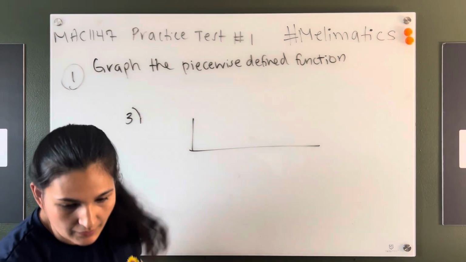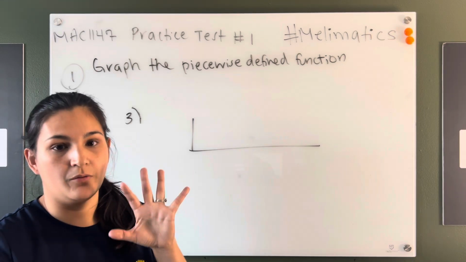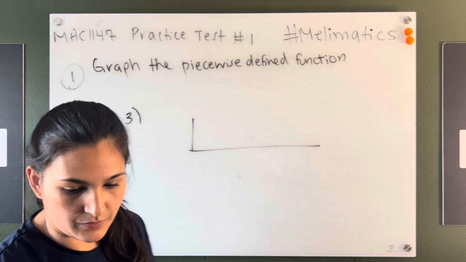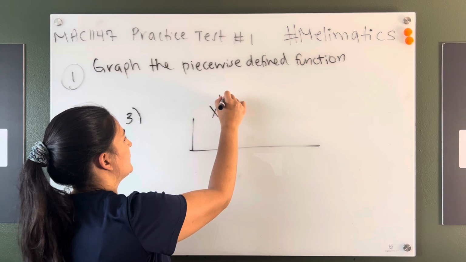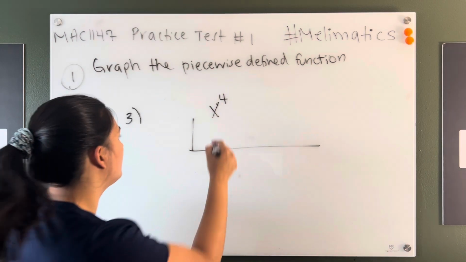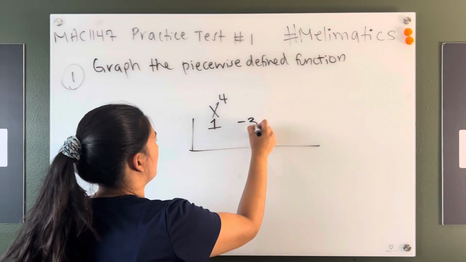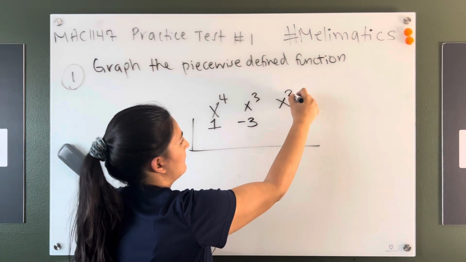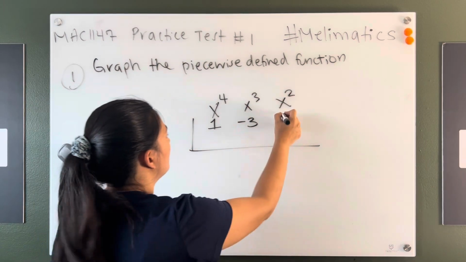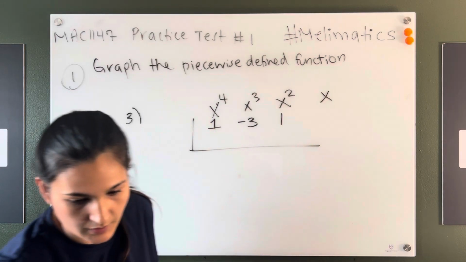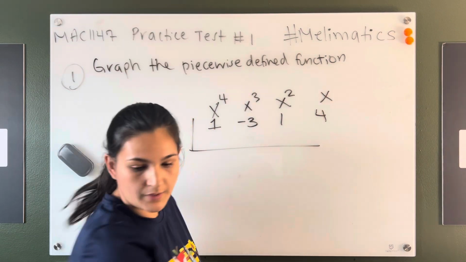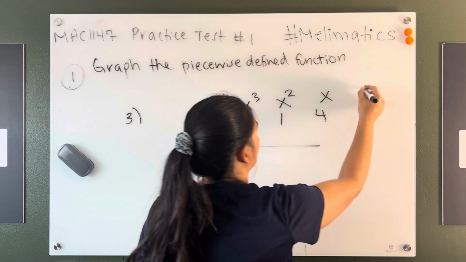Alright, so here we have, it's all in different order, right? So we want to get the highest degree. So the highest degree here is 4, so it's x to the 4th. So we have a coefficient of 1, x to the 3rd has a coefficient of -3, and so on. X squared 1, x is 4, and the constant is just -5.